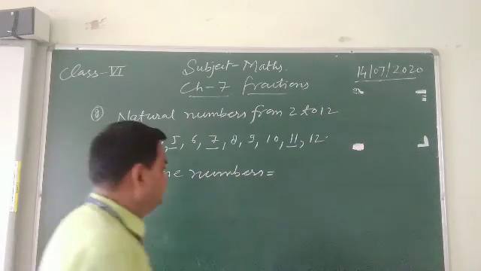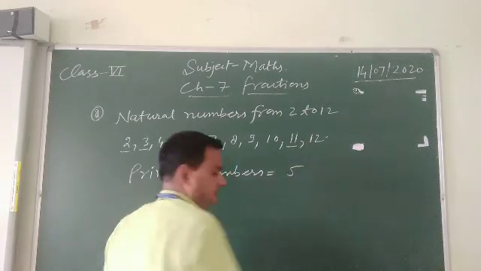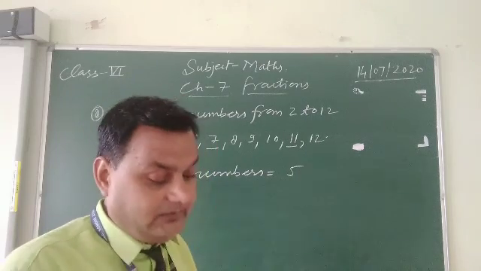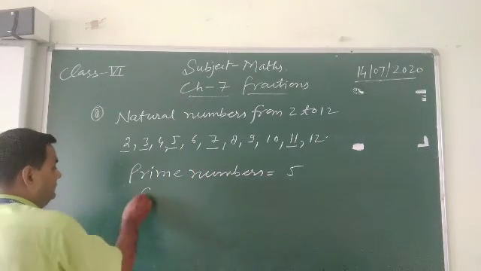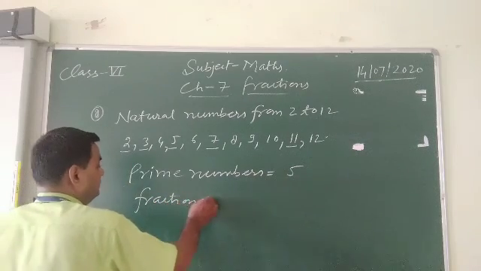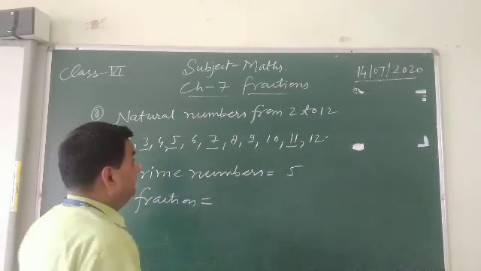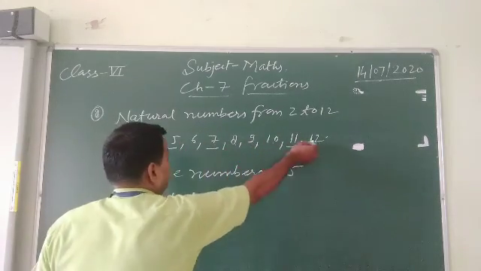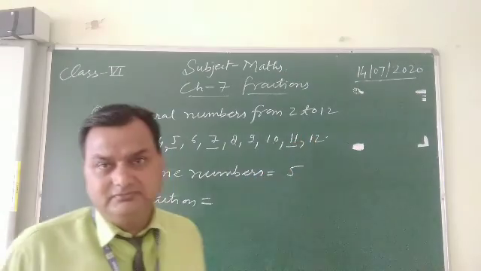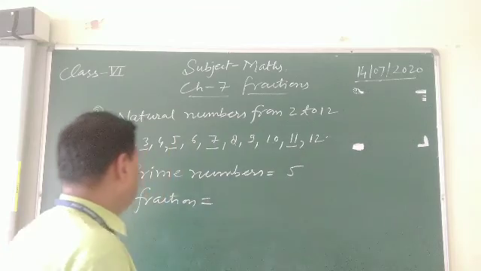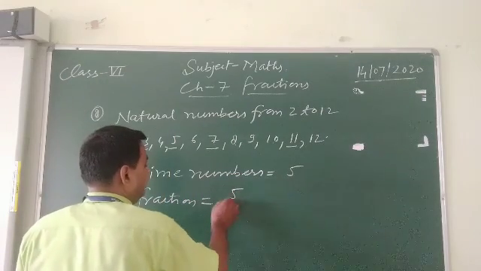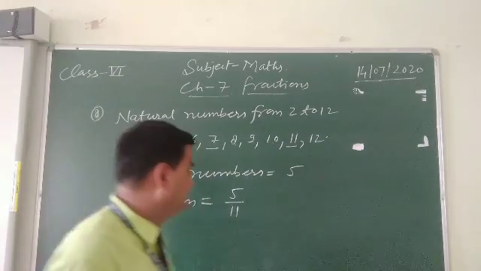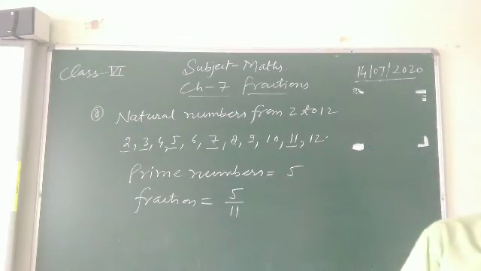5 prime numbers. There are 5 prime numbers, and we have to find what fraction of them are prime numbers. So fraction equal to how many prime numbers? 5. The numbers are 1, 2, 3, 4, 5, 6, 7, 8, 9, 10, 11. There are 11 numbers. And fraction equal to 5/11. It is clear, all of you? Now, question number 9.